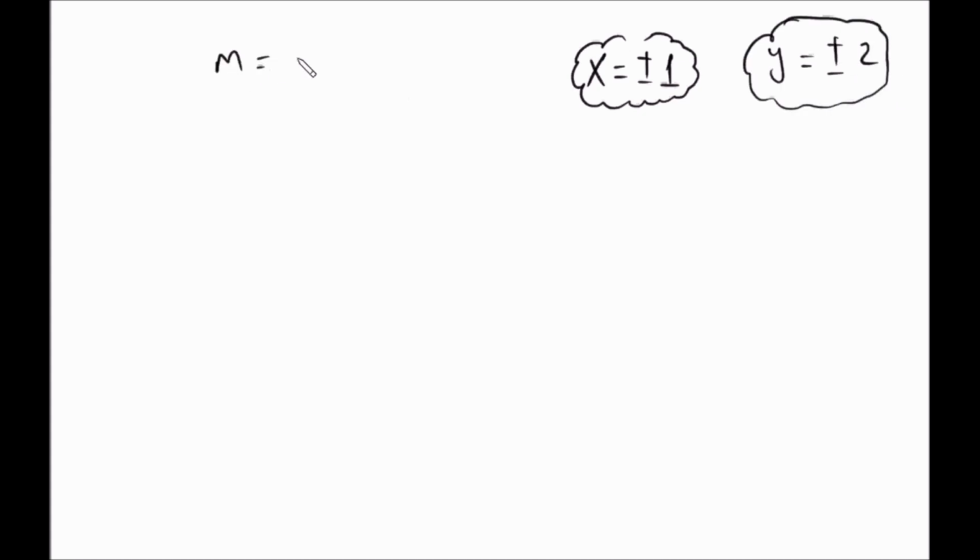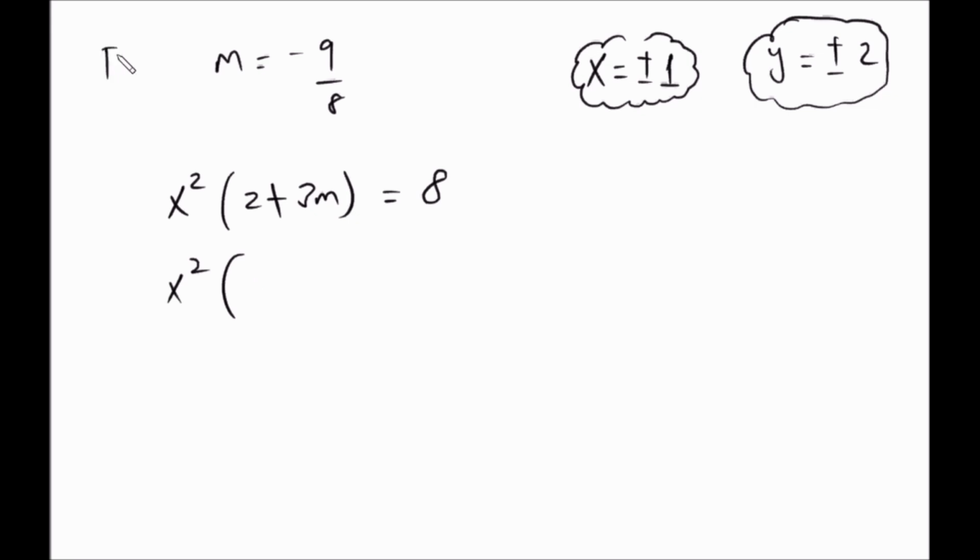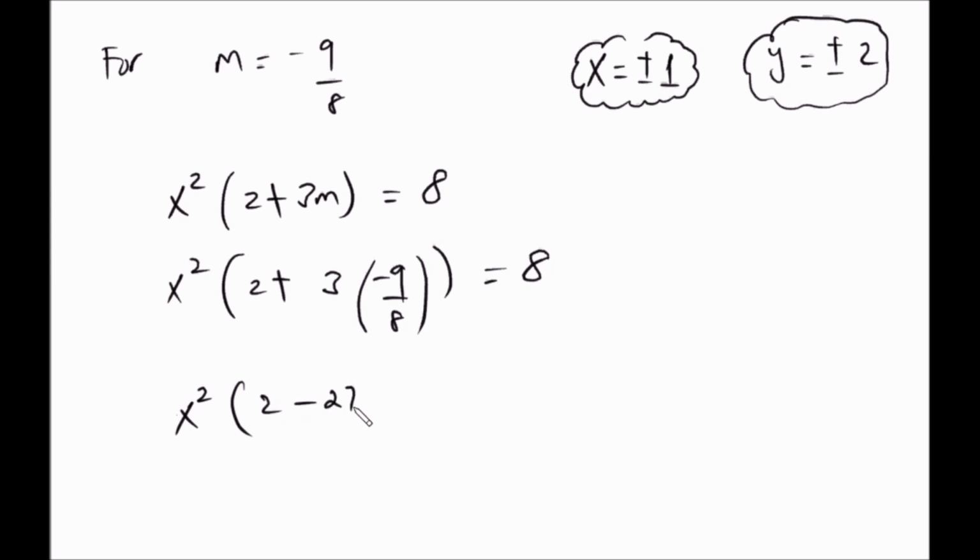Lakini pia tulikuwa na m sawa na -9 over 8. So kuanzia hapa now, sawa na 8, let's find x now. Kwa hiyo x squared itakuwa sawa na 2 plus 3 times -9 over 8 sawa na 8. Kwa hiyo hii itakuwa ni x squared, so we have 2 minus 27, I mean 9 times 3 ni 27, over 8 sawa na nini? 8. Kwa hiyo hii ni x squared, so hapa tutakuwa na -11 over 8 sawa na nini? 8.